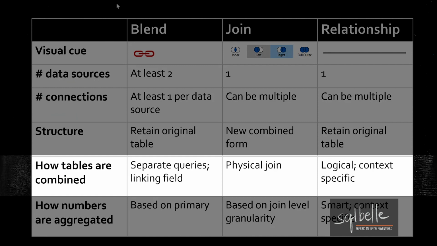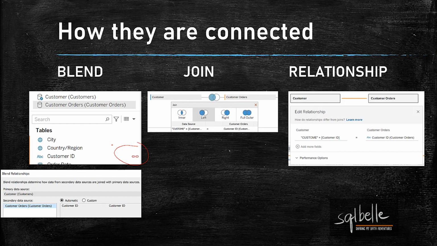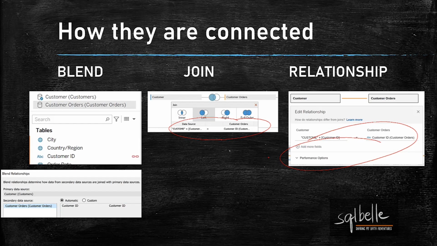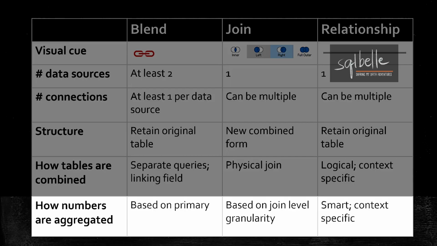In terms of how the tables are combined or connected, the blend is connected using a linking field, and this can be defined when we edit the blend relationships. The joins are happening at the physical layer, and the relationships are happening at the logical layer. It's important to note that as of version 2020.4, both join and relationship can accommodate calculations for the fields that you're joining. And how numbers are aggregated, the granularity of the blend is always dependent on the primary data source.